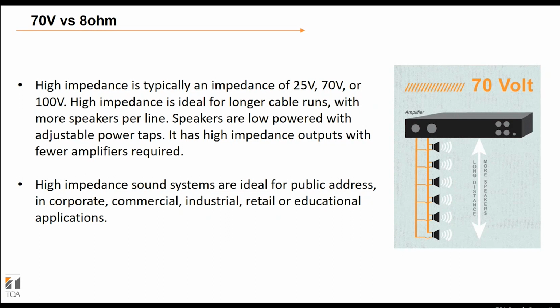We don't have the susceptibility to RF interference and things like that because we are running a higher voltage. And that's also the reason why we're able to do a longer run with less drop on smaller cable: we are running a higher voltage. So we're not worried as much about signal loss through the system. It tends to be the case that the speakers in a high impedance system are lower powered, and they'll have adjustable power taps on them.